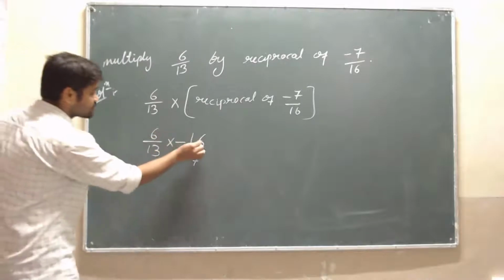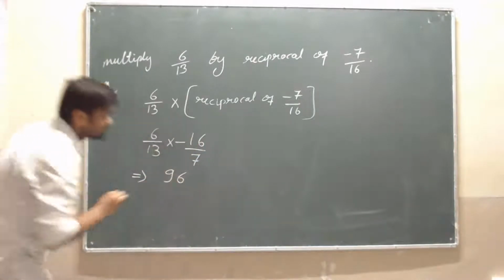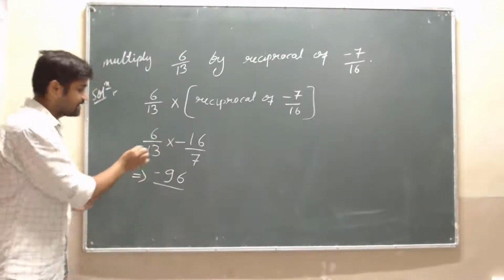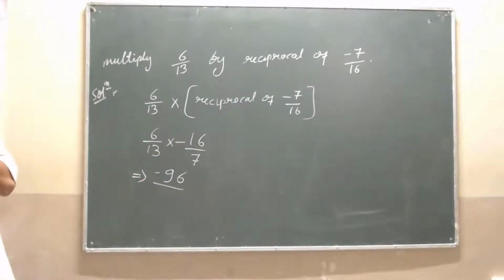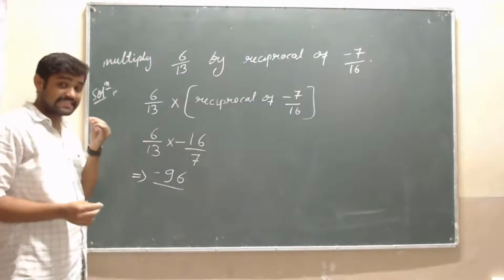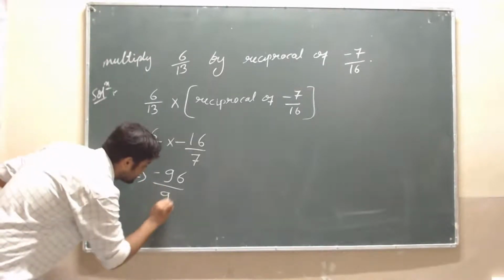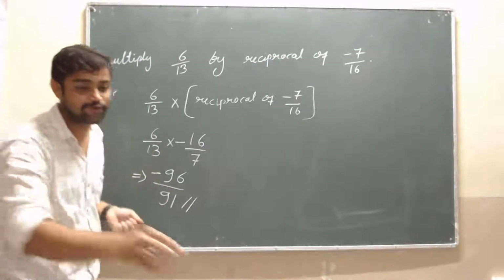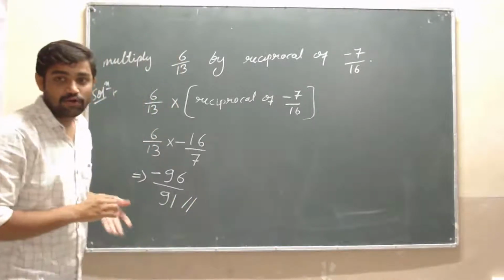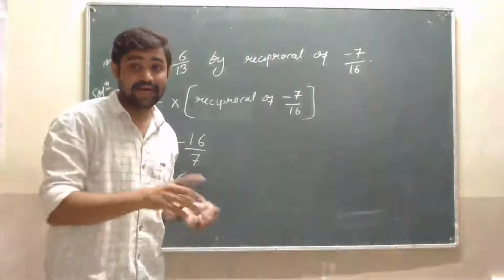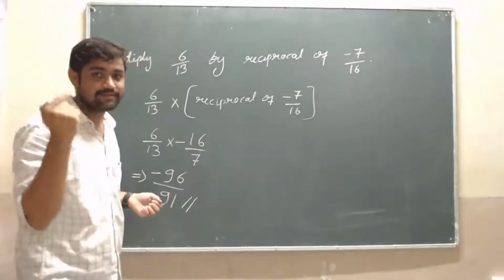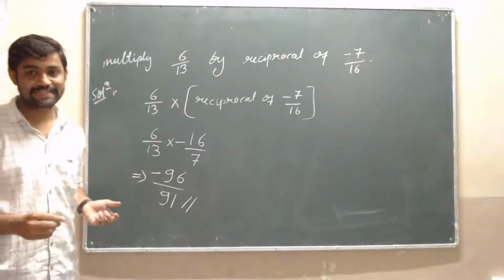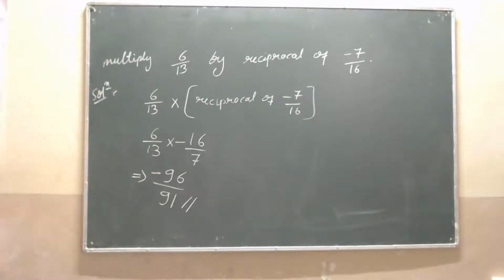That is 16 into 6 is 96, isn't it? Then minus into plus, we have to write minus. And 13 sevens are 91. This minus is applicable for both numerator as well as denominator, don't worry about that. Okay, Bhagya Karigoda and Aditya Tech, very good. Aditya Tech, you have to concentrate on the sign, that is minus 96 by 91 is the answer. Okay, move to the next. I take a screenshot.